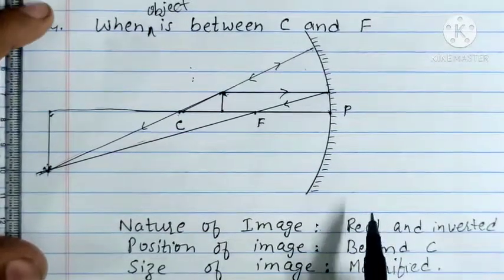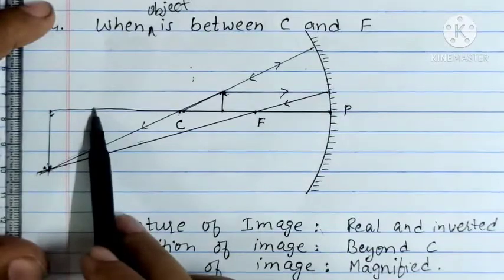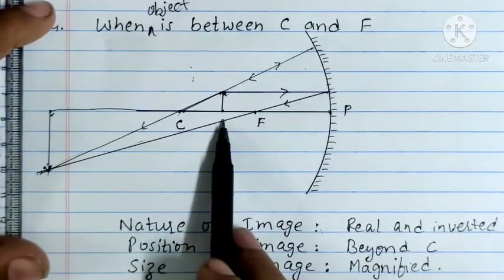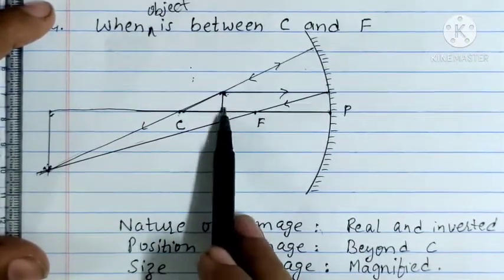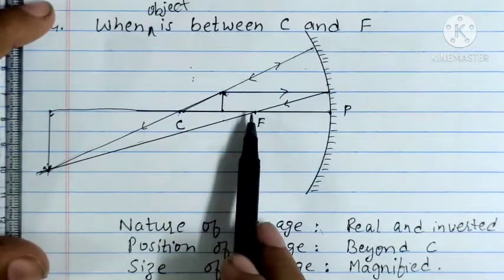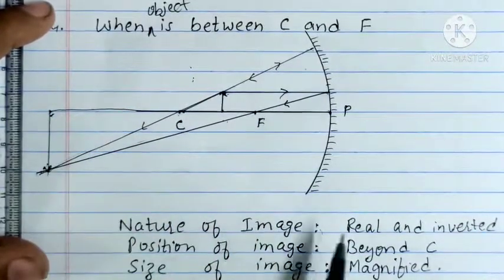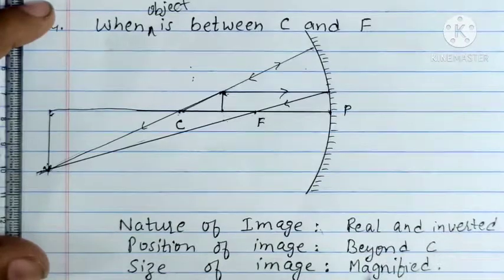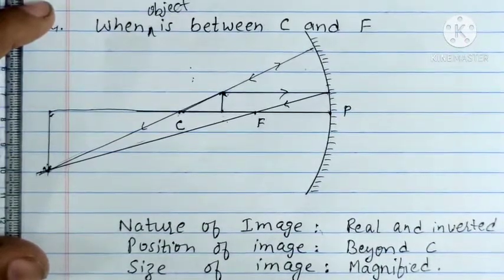In the earlier cases we have seen that when the object is placed beyond C, the image is formed between C and F. In this case, the object is placed between C and F and the image is formed beyond C, which is a real, inverted and magnified image.